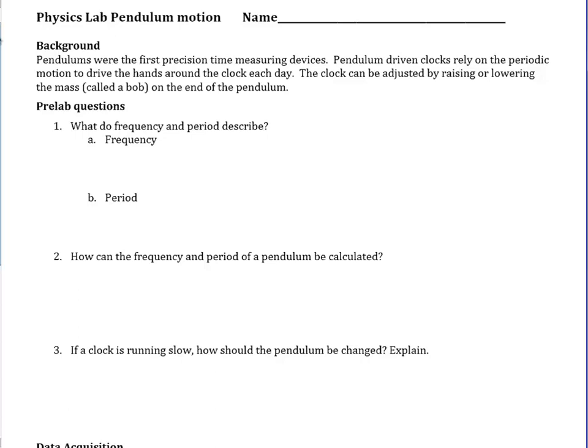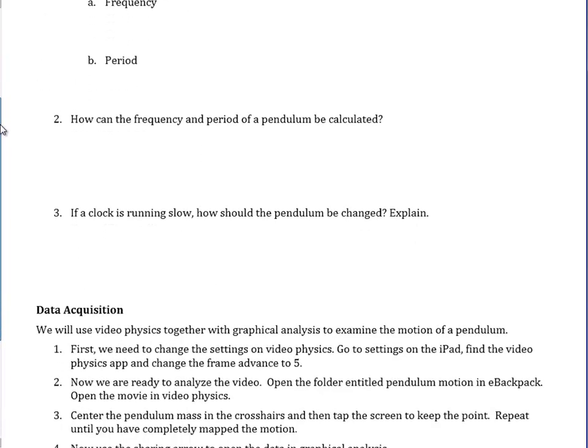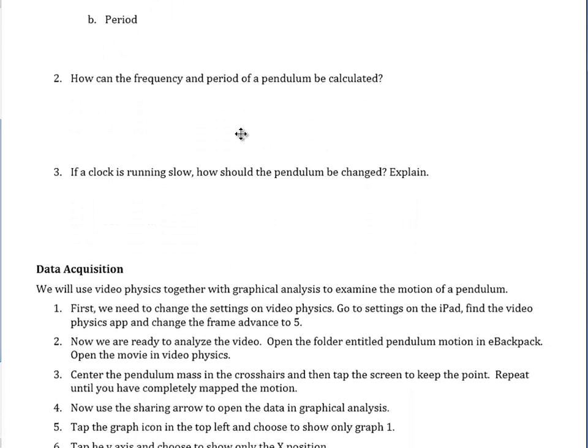Frequency is how often it occurs, or cycles per second, and period is how long it takes per cycle, or seconds per cycle. They're inverses of each other. Remember, the equation for calculating the frequency and period of a pendulum is very, very similar to that of a mass vibrating on the end of a spring. We have T equals 2 pi times the square root of L over G.